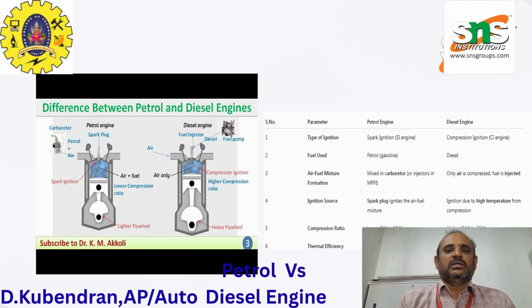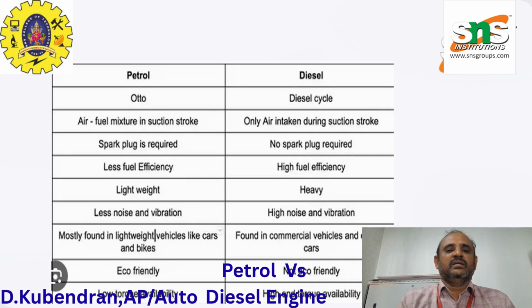Considering the initial cost, a petrol engine is cheaper and a diesel engine is more expensive, because of the fuel injector and other parts used, so the initial cost of the diesel engine will be more compared to the petrol engine. Engine weight is lighter in a petrol engine and heavier in a diesel engine. That's why the engine cost is high; the engine weight is heavier in a diesel engine.